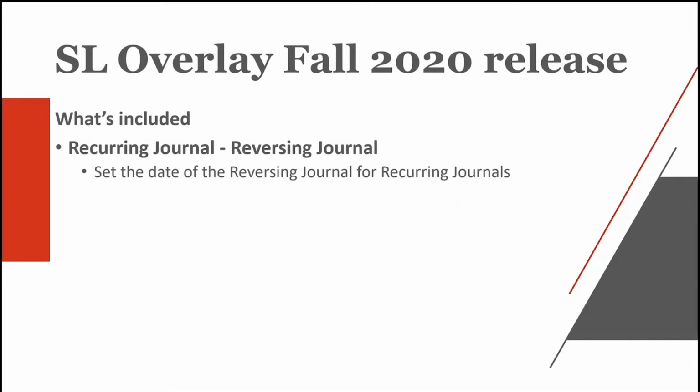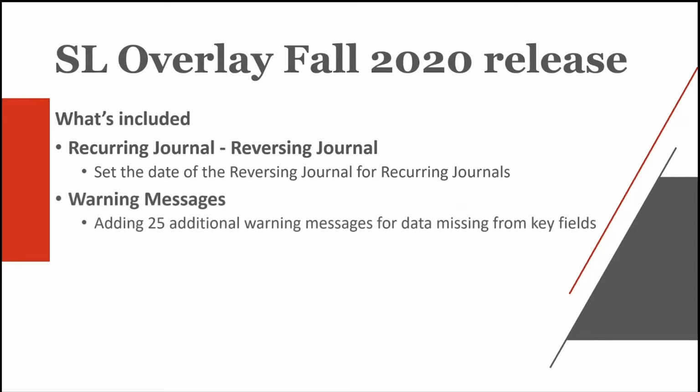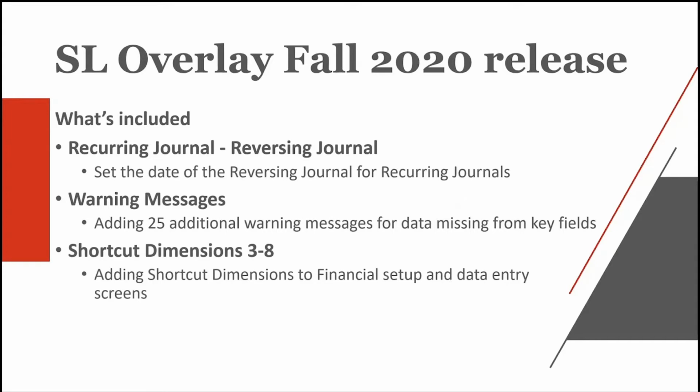The following features are included in the fall release: enhancing the recurring journal, reversing journal, adding warning messages, and adding shortcut dimensions 3 through 8. Let's take a closer look at each of these features.